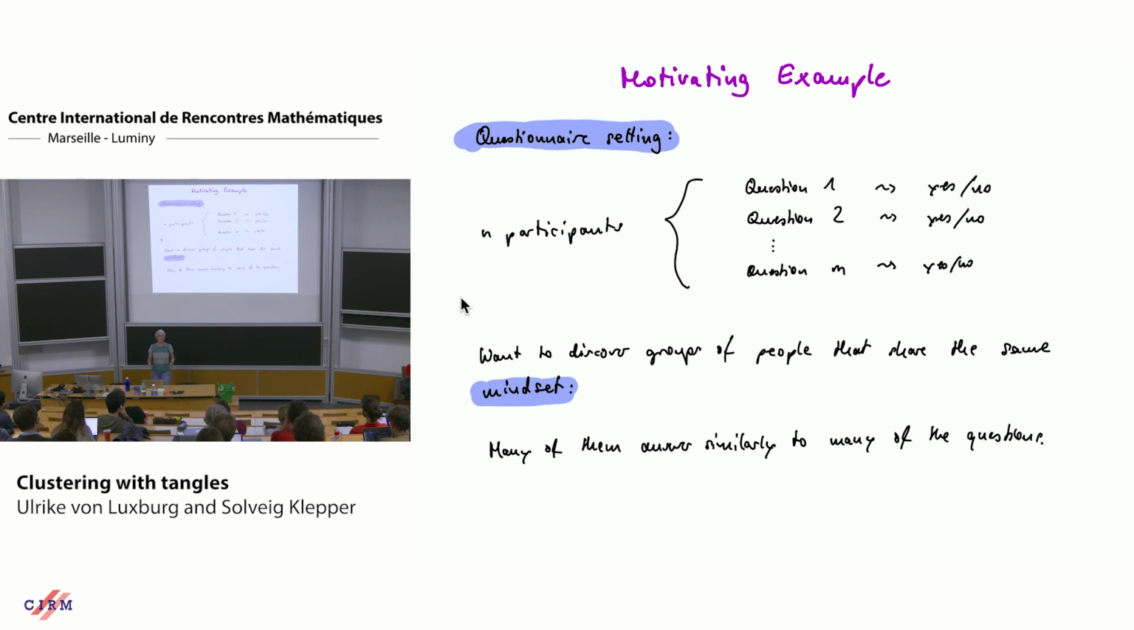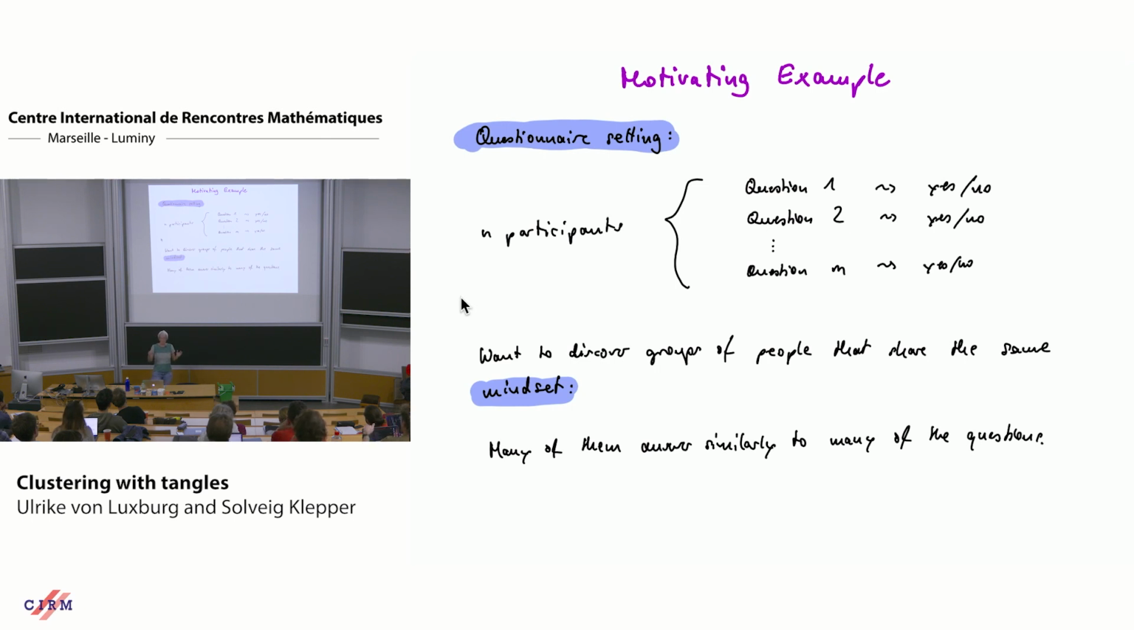So before going into the math, let me just start with an example. Assume you have some kind of questionnaire setting. You have a number of persons, and you have a political questionnaire, so you ask them about their political preferences. You ask a lot of questions, and each of the questions has a binary answer, so you can answer yes or no. And now what you might want to do is identify groups of people who share similar mindsets. And this is what tangles are about in a very abstract sense.